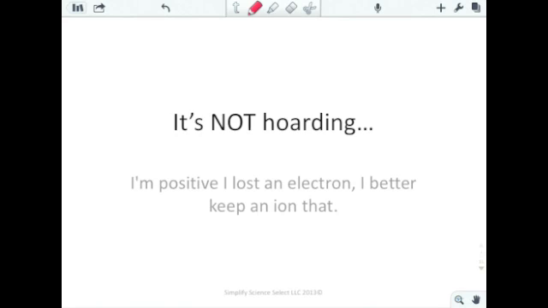Okay, guys, let's go ahead and talk about "It's Not Hoarding." The quote we have is, "I'm positive I've lost an electron. I better keep an eye on that." When we're talking about this, we're talking about ionic bonding. And in ionic bonding, what happens is we do create ions. So let's dive into it.